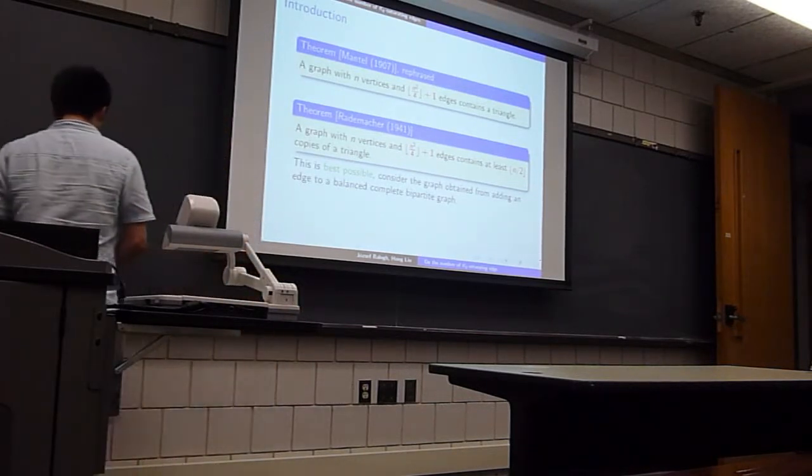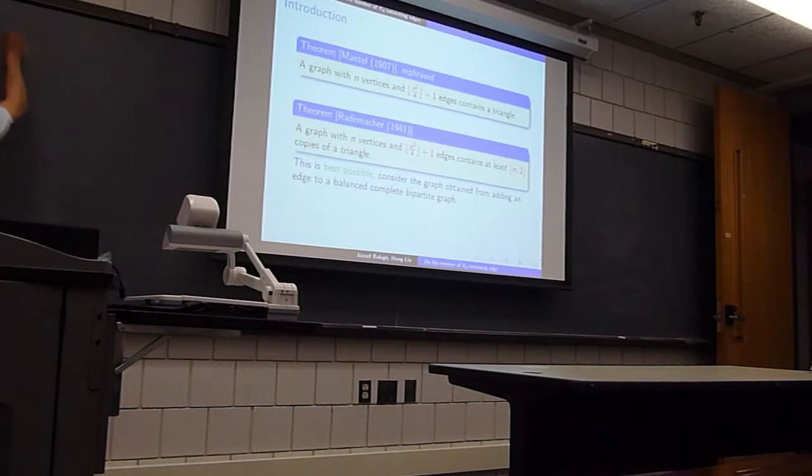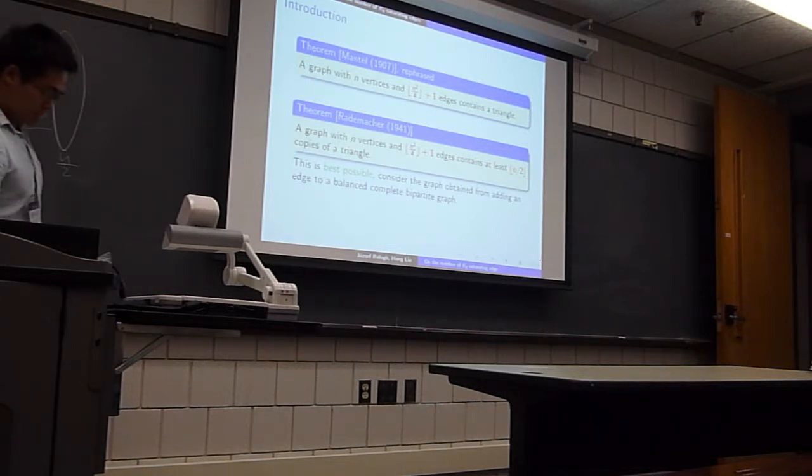And this is best possible if you just consider, again, the balanced bipartite graph with n over 2 on each side. I will skip the ceiling and floor and just add one edge on one side. As you can see, the only triangles come from this edge with any vertex from the other side.